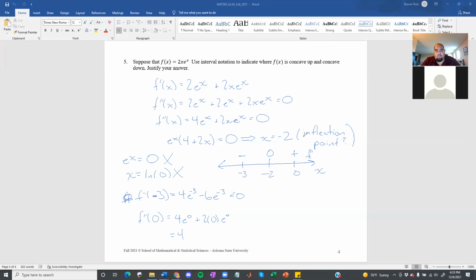So then it's concave down from -infinity to -2, and it's concave up from -2 to +infinity, correct? Yeah. Yep.